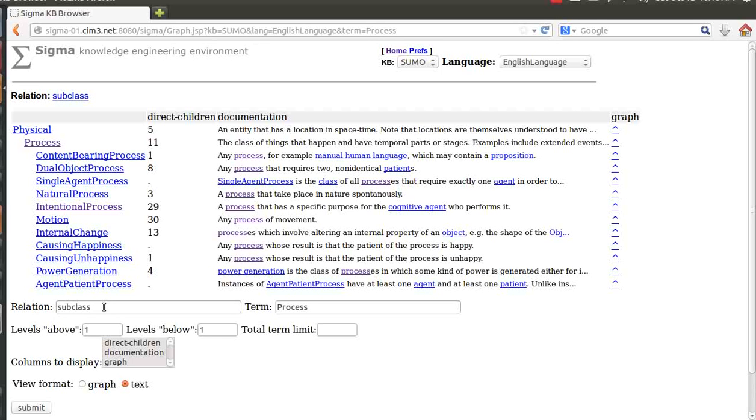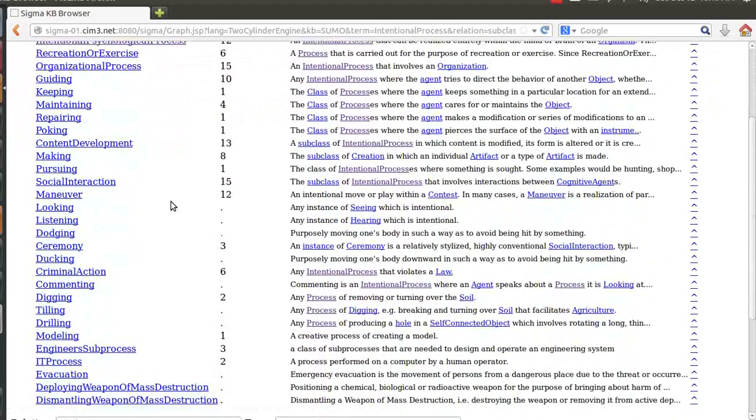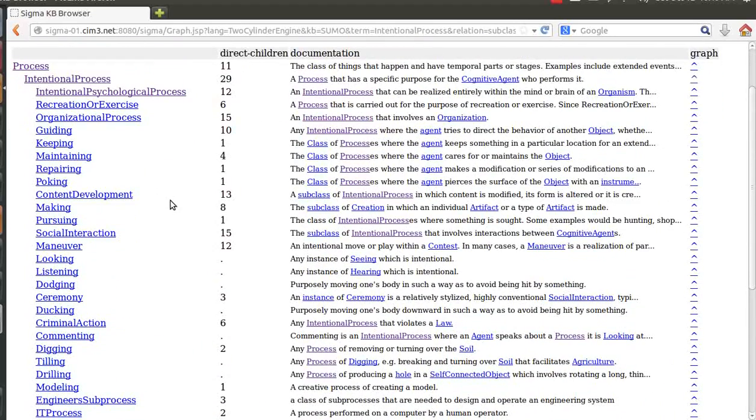Okay. And then you've got all these controls. You can see how many direct children each of these terms has. So if I expand intentional process, it's going to have 29 subclasses ultimately in its subtree. You get a little hint of the definition over here. If I click over on the graph link, then it starts with intentional process, one above, one below, and gives me a lot of detail. And as you see, there are a lot of these intentional processes.